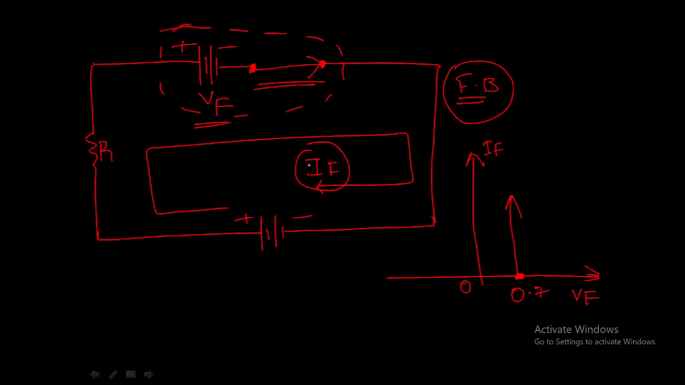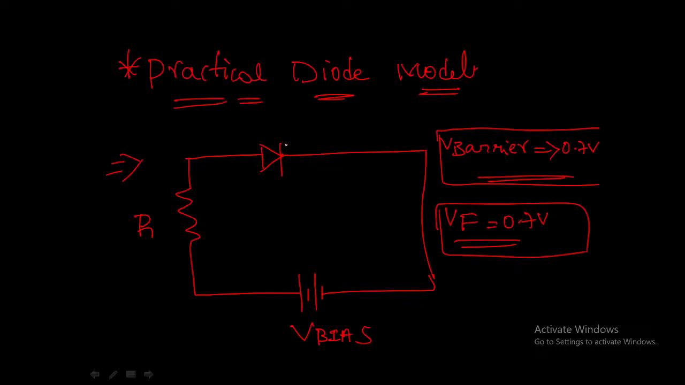And in reverse bias, what happens? In the reverse bias, the circuit remains the same as the ideal diode. First of all, how can we apply the reverse bias? We will apply the reverse bias by interchanging our diode position. The anode will be connected to the negative side and the cathode will be connected to the positive side. We will connect it like this, in this particular manner. So it will become a reverse bias condition.